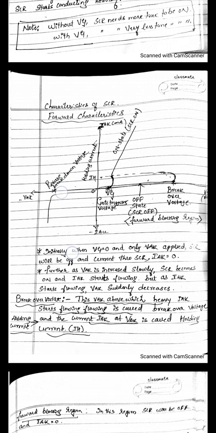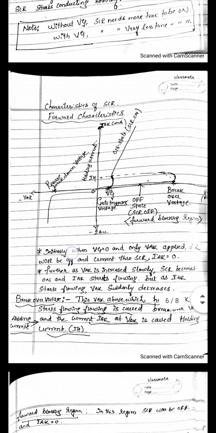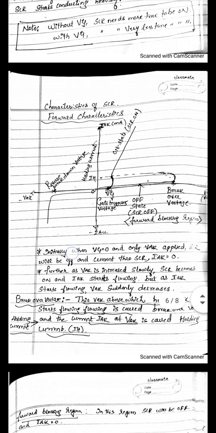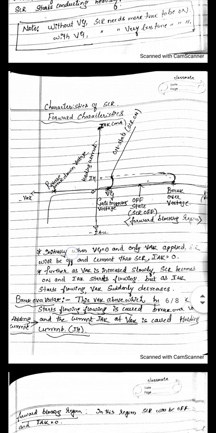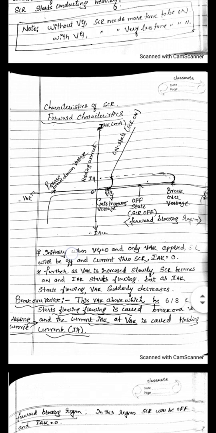at that voltage heavy reverse current flows and it may damage the SCR. If you allow the heavy reverse current to flow, if you increase the voltage till that point, the SCR is going to be damaged. So this point is called reverse breakdown voltage. What is reverse breakdown voltage? It is the reverse voltage applied to the SCR at which heavy reverse current flows and damages the device.